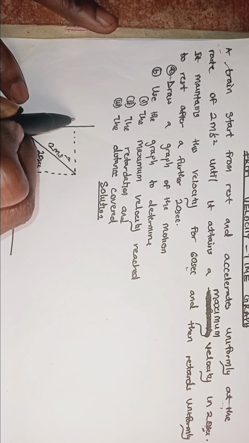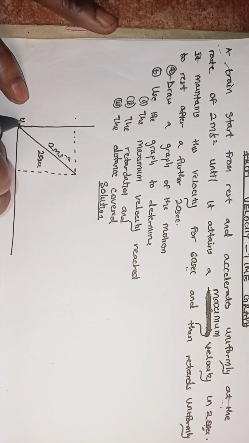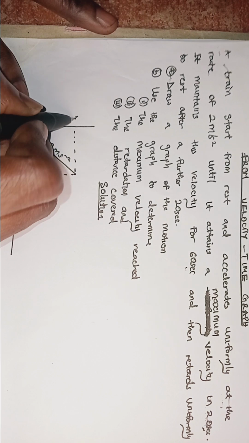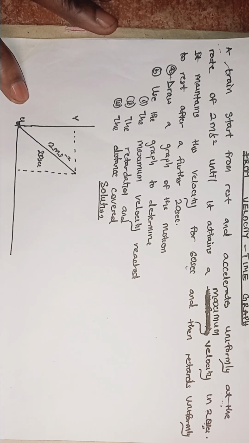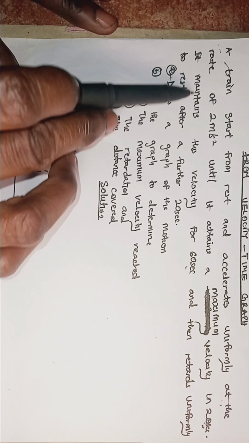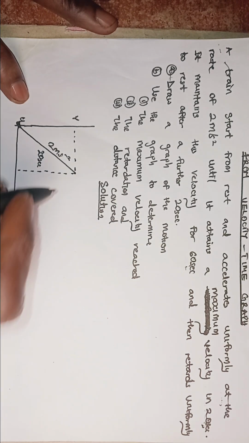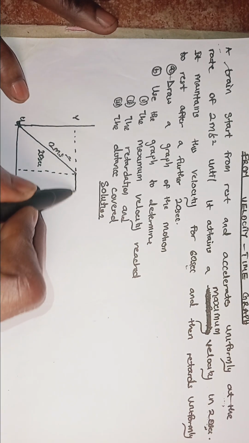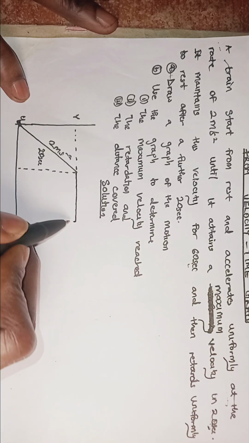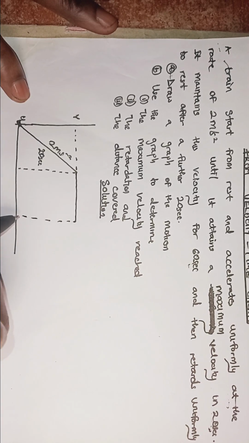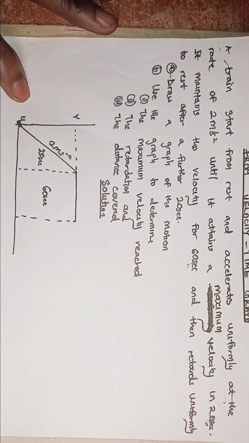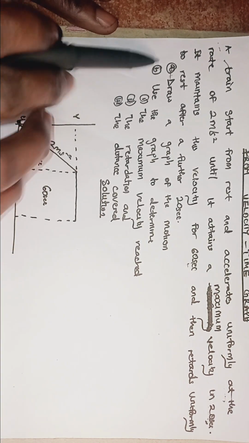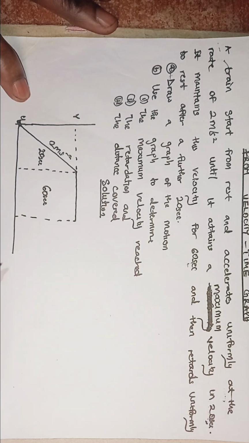This is the point of the final velocity. This place is where our initial velocity is. This place will be our final velocity. That's the maximum velocity that it attains in 20 seconds. Then it maintained this velocity for another 20 seconds. We draw a perpendicular line like this also. So it maintains it for another 20 seconds. After that, it returns uniformly to rest after a further 20 seconds.